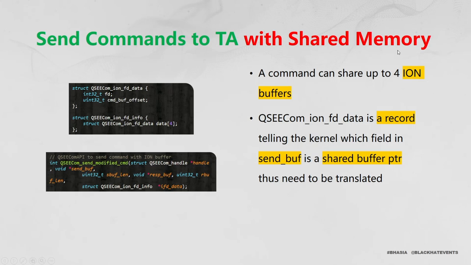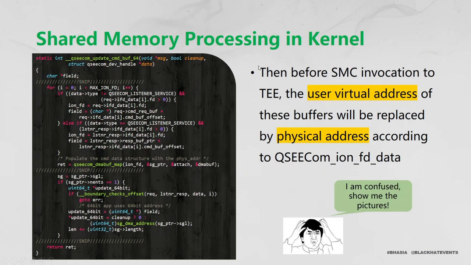But if shared memory is implemented, a new field will be introduced. Here, the QCOM ION FD info. It is actually a record that contains up to 4 ION buffers, which will tell the kernel which part of the send buffer is actually a virtual address of shared memory. Then in the kernel, the user virtual address of the shared buffer in the command buffer will be translated into a physical address. I know this code is a bit confusing. I'll show you in the picture.